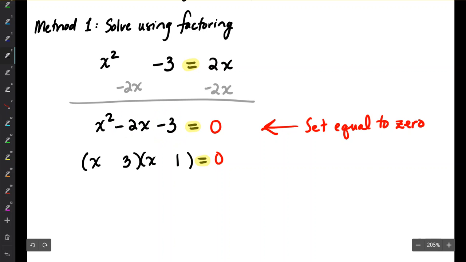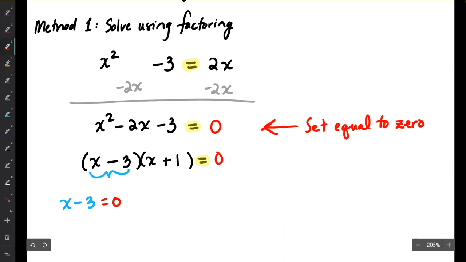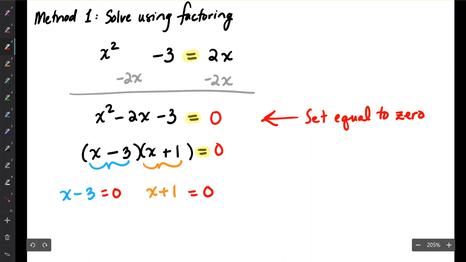I know one of these things is positive and one is negative, because they have to multiply together to be a negative, and I want the 3 to be negative and the 1 to be positive, because minus 3 plus 1 is minus 2. All right? So now this is true when each factor is equal to 0. When x minus 3 is equal to 0, we'll have a true statement. Also, when x plus 1 is equal to 0, we'll have a true statement. Right? So what we did right here is we factored.